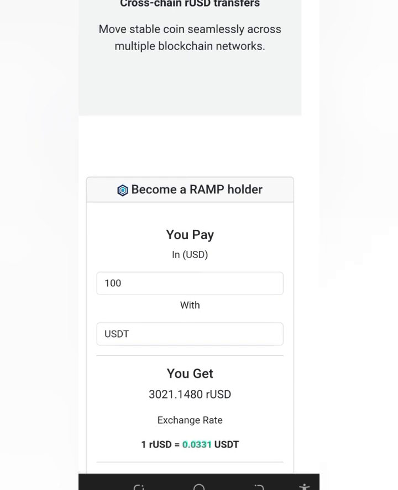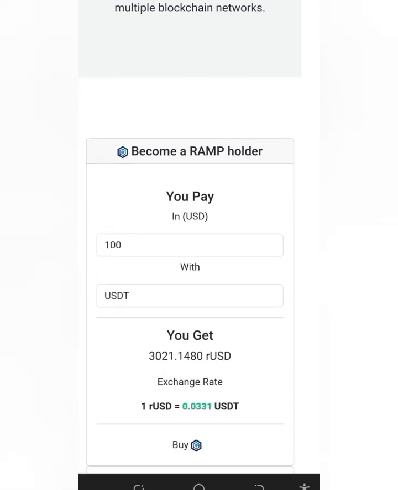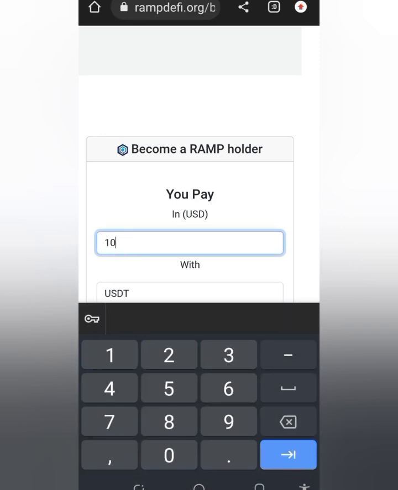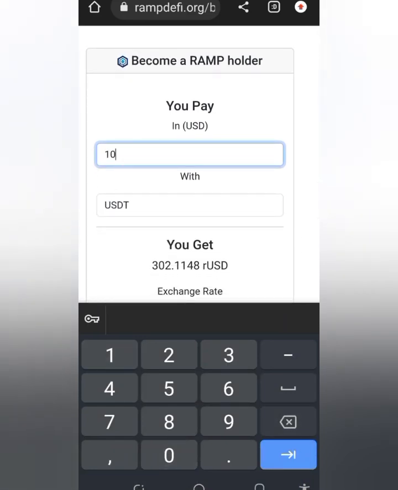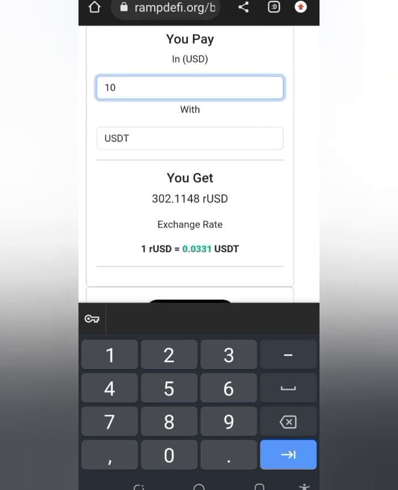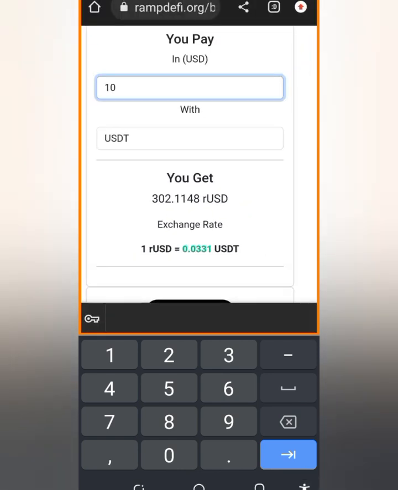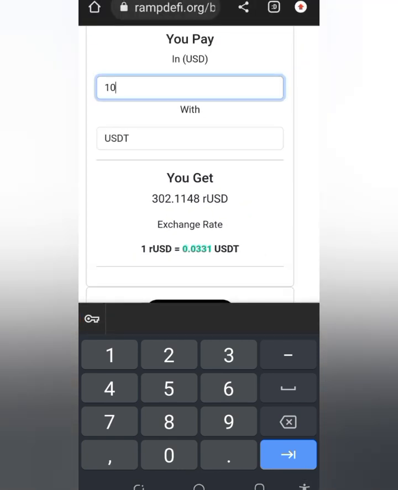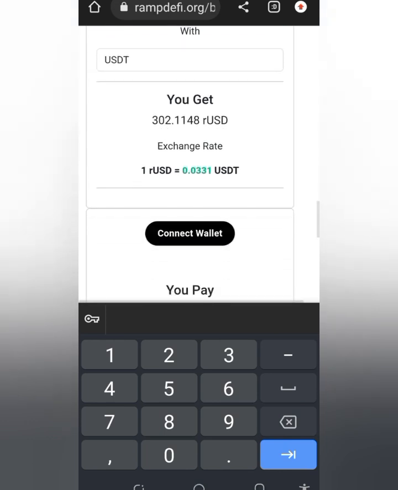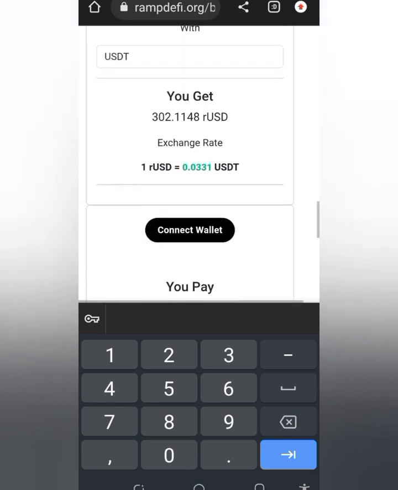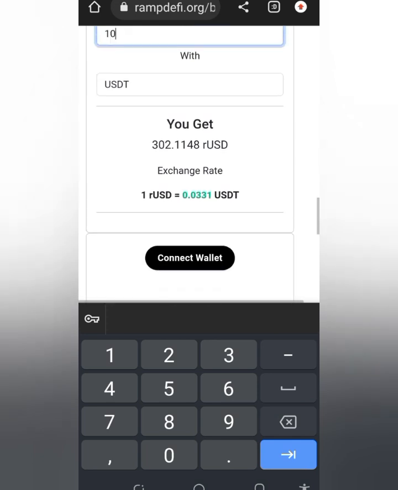So you can see here, it says become a RAMP holder. If we pay $100, let me put $10. The $10 I intend to buy. So if I put $10 here, can you see? We're going to have 302.1148. Okay, so now we're going to have 302.11. So I'll come back here and try to do all the connects of the wallet, but I just wanted to show you. So we have 302.11. That's if we buy from here.